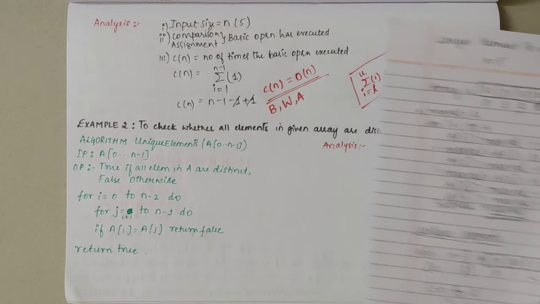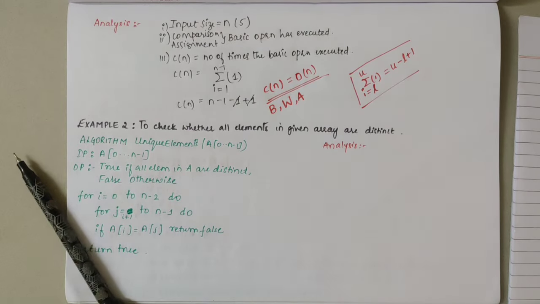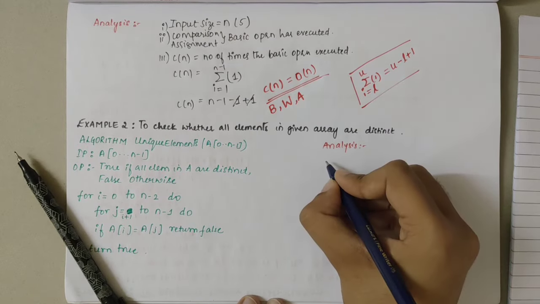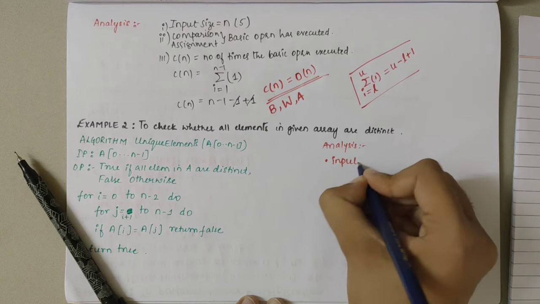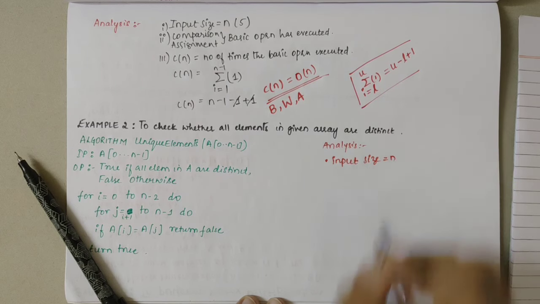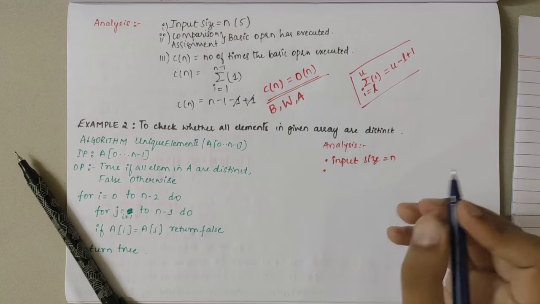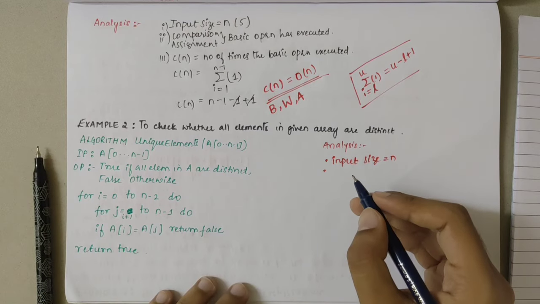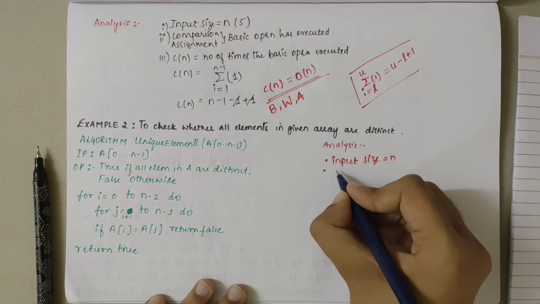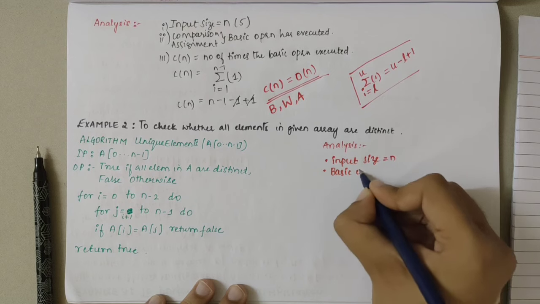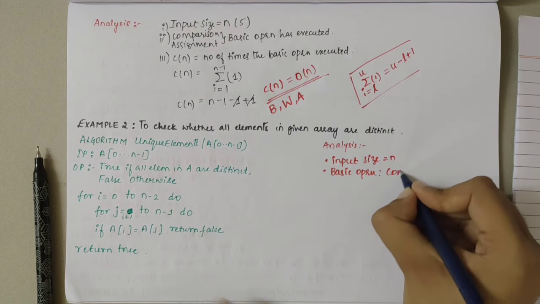Now we'll look into the analysis part. For the analysis, the basic input size is n. Yes, the first step is done. Second, I'm doing the comparison here. A of i is equal to A of j, right? So this is the comparison part, the basic operation. The basic operation is comparison, this line.